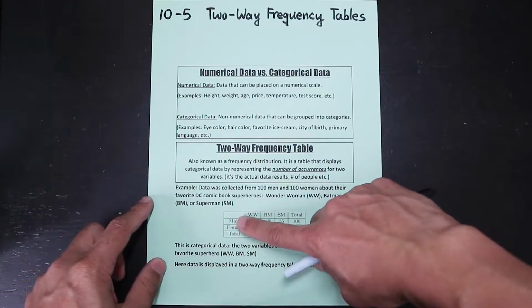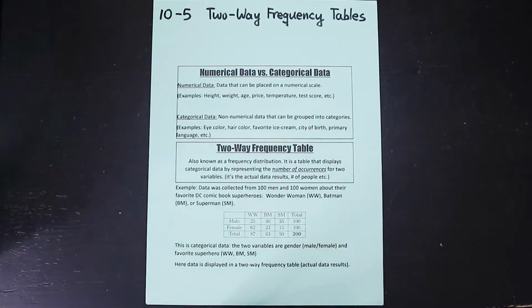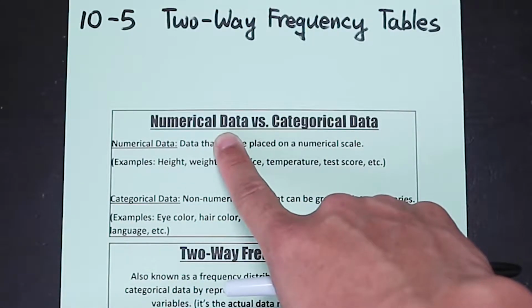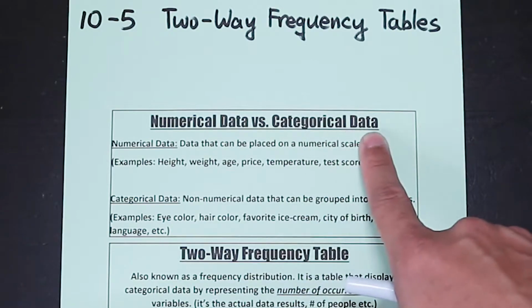And before we look into the detail of two-way frequency tables, let's take a look at what kind of categories we usually put on the sides of a table. So there are two types of categories. One of them is numerical data. The other one is categorical data.